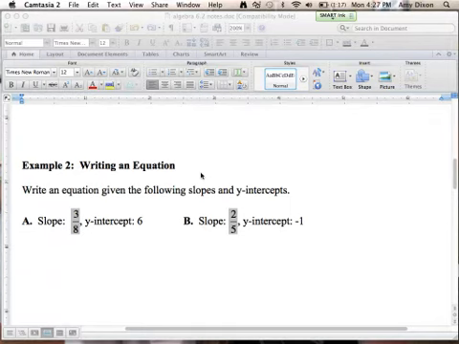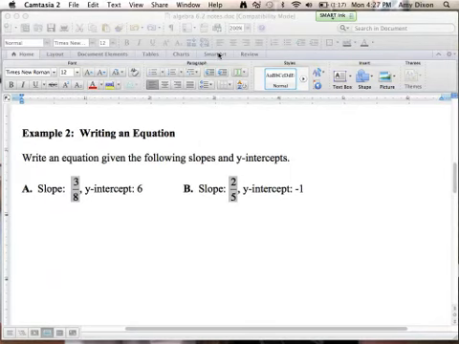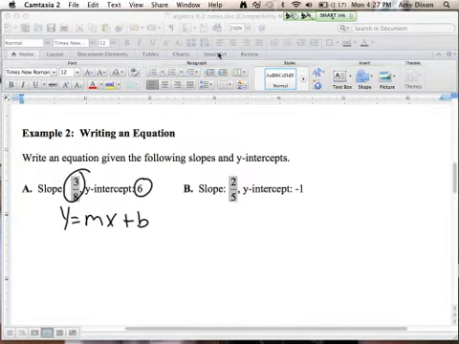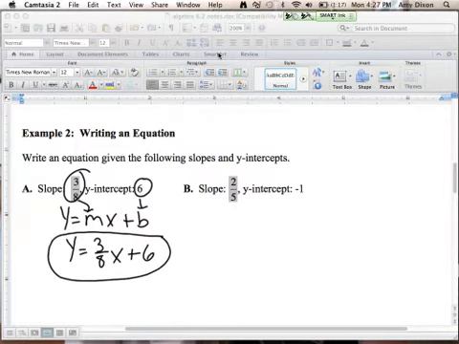Now we can go backwards too. If we're given a slope and an intercept, we can write an equation. If we want to write it in the form y equals mx plus b, all right, slope is our m, 6 is our y-intercept. We just basically plug those numbers right in for m and b. So we get y equals 3/8 x plus 6. So that would be our equation.